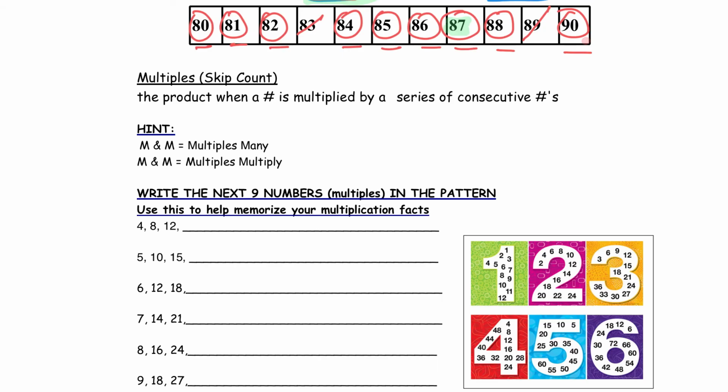The next thing we're going to talk about is multiples. Multiples are when we skip count. It's the product when a number is multiplied by a series of consecutive numbers. That's a huge word, boys and girls, to remember: consecutive. It means one after the other. I believe we've talked about it in class before, but you definitely want to know what that means because we will be using it again.